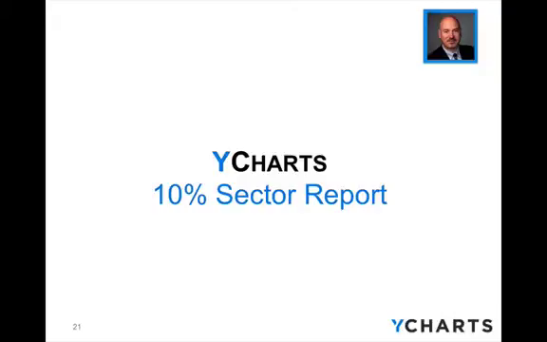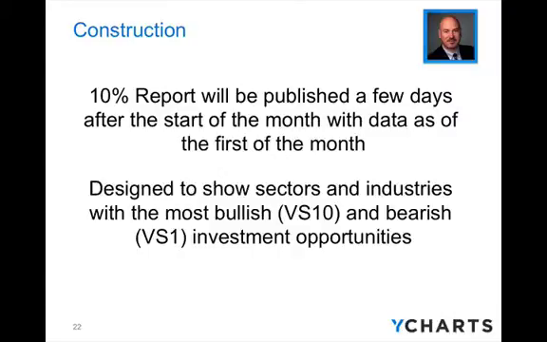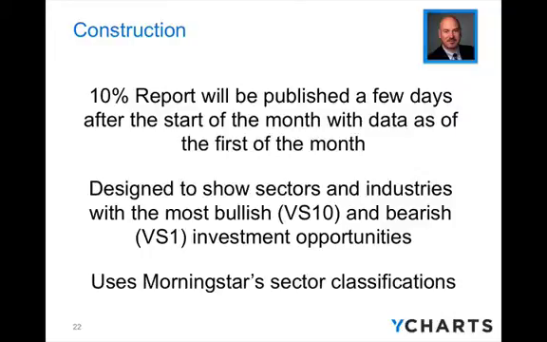Let's talk first about construction of the report. The 10% report is always published a few days after the start of the month, with the data as of the first of the month, or the last trading day of the previous month. It's designed to show sectors and industries with the most bullish and bearish investment opportunities. We'll talk more about this in a minute. The last thing that's important to realize is it uses Morningstar's sector classifications, which are a little bit different from the GICS classifications published by the S&P 500.